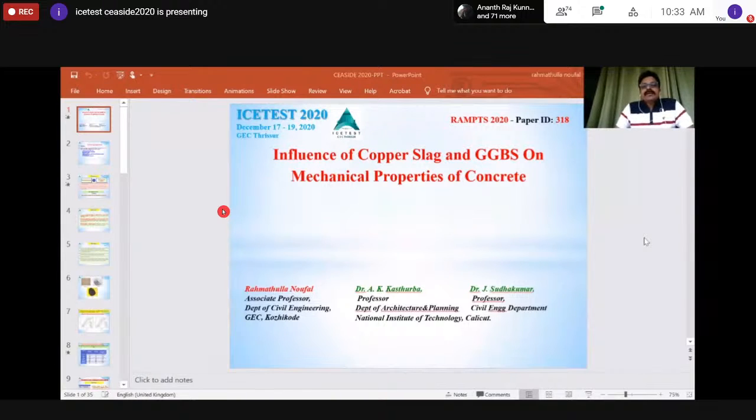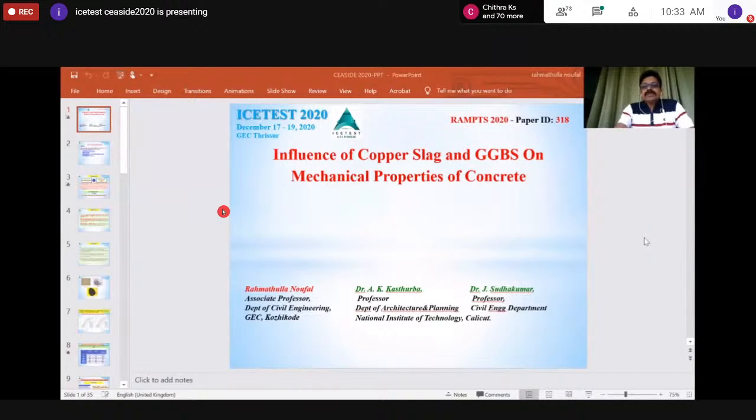So here I made an attempt to find out the replacement of some materials in concrete so that we can preserve the natural resources as well as utilize other material. In that way, I used two materials for this work. The first one is copper slag. This copper slag is the waste product from the copper industry, and the GGBS, that is ground granulated blast furnace slag, is from the iron and steel industry. Both are used for the replacement of fine aggregate and cement in construction.